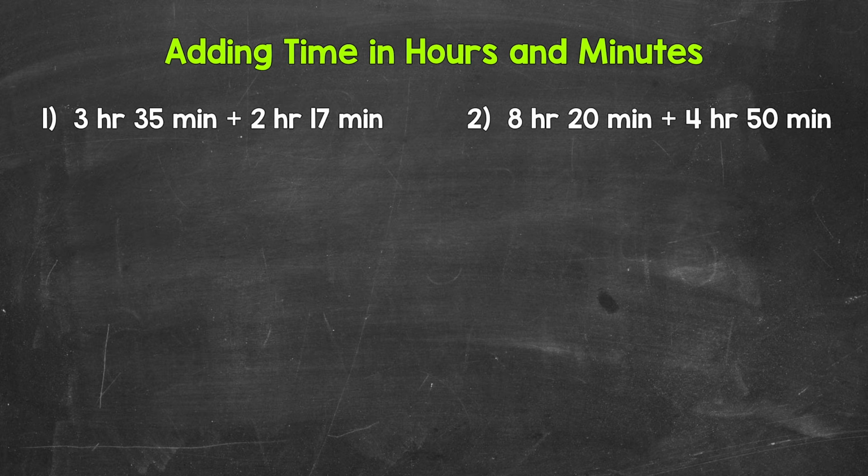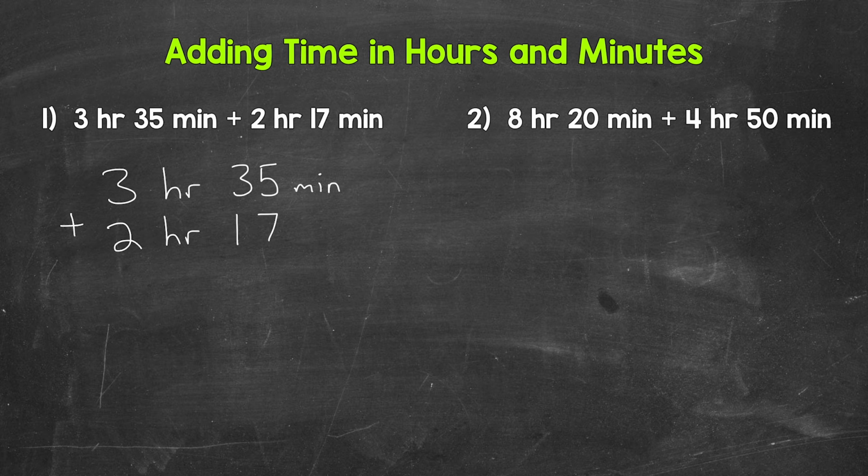Now, the first thing that we need to do is line this up. We do this by setting this up vertically, so up and down. And we line up the hours and minutes. So 3 hours and 35 minutes plus 2 hours and 17 minutes. So we're just lining up an addition problem basically, but we have hours and minutes.